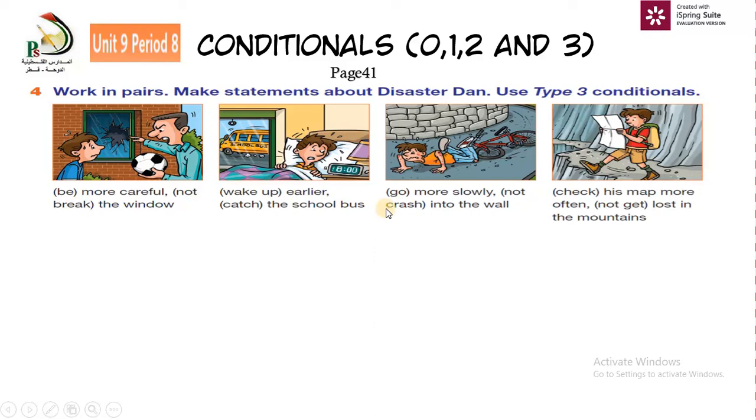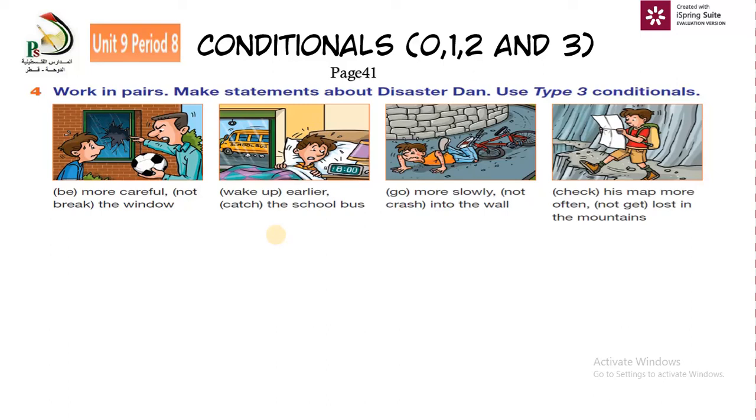Yes, you have to change these undone exercises into type 3. Change them. You can use the third person. You have to write them about Disaster Dan, so you will use he. Pause the video, make them, and then check the answers with me.